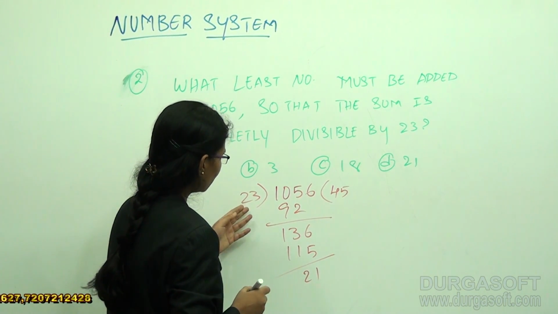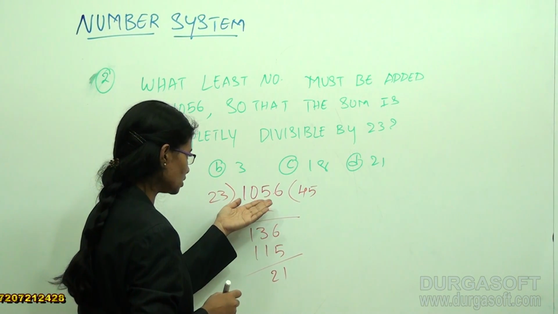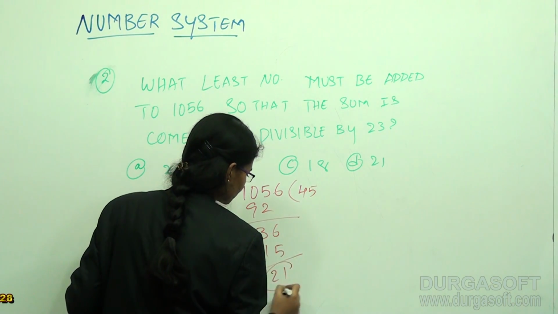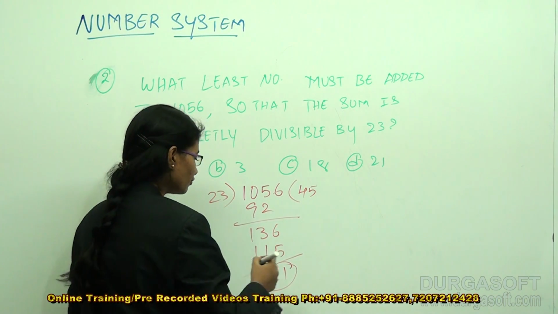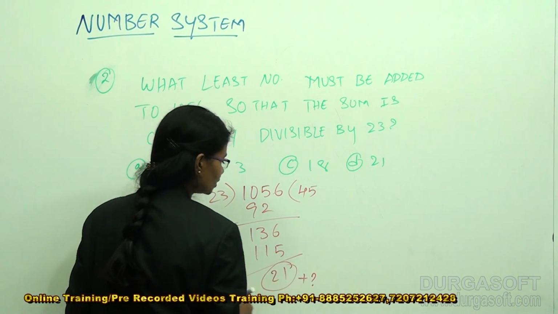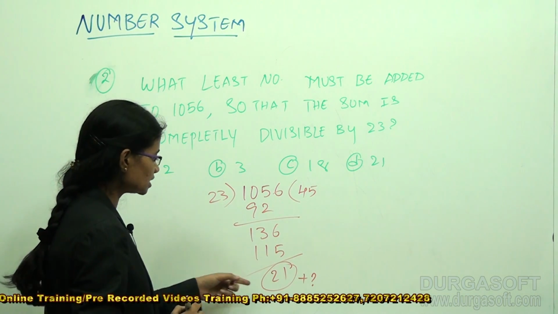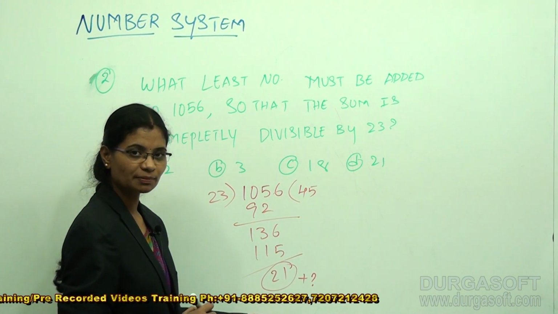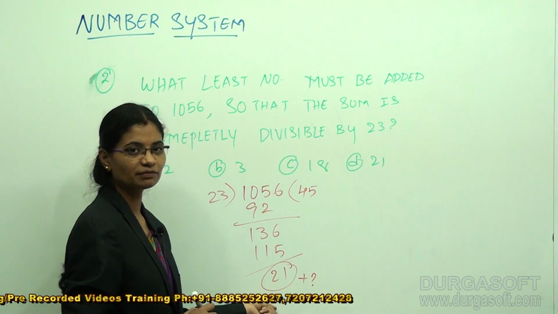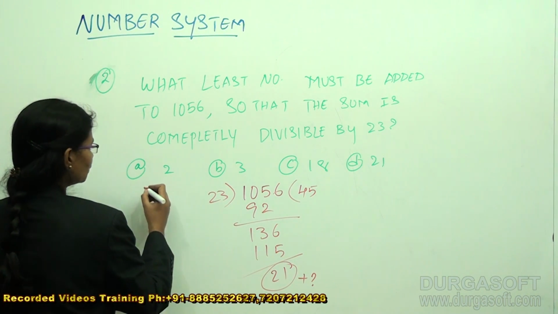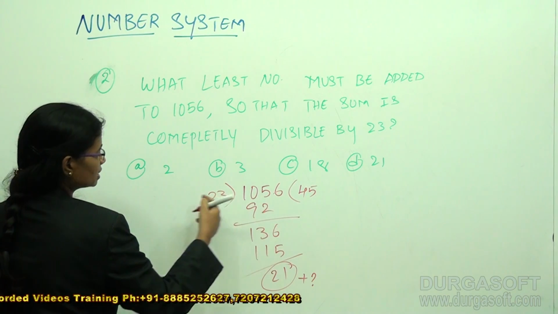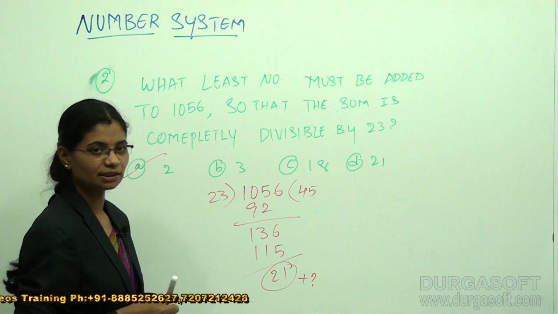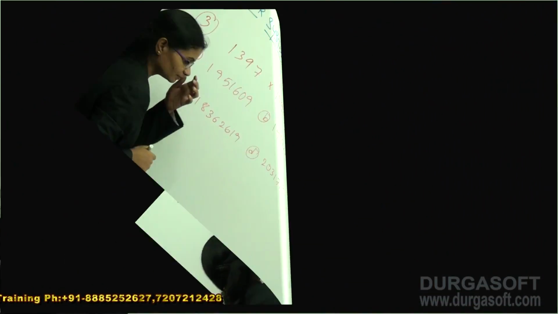So if I divide this 1056 by 23, I am getting a remainder of 21. So for this 21, how much should be added so that it is divisible by 23? If you add just 2 to this 21, it becomes 23 and it can be divided, then the whole number will be divisible by 23. So the answer is, if you add just 2 to this 1056, then the whole number is divisible by 23, right? Let's move to the next problem.